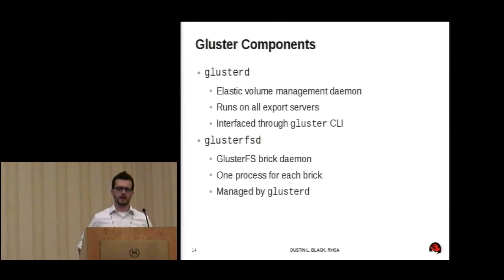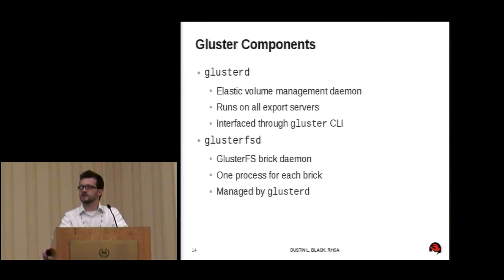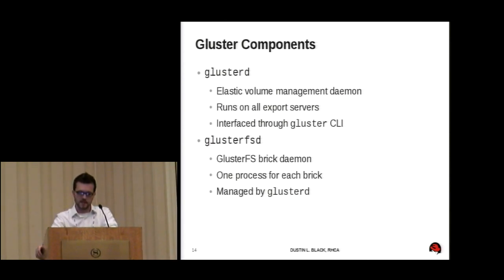So if you take a look at a Gluster node, what you're going to see as far as the services that are running are these primary ones here. So you have the glusterd service, which is the Elastic Volume Management daemon. This is the main service that handles the Gluster communications. You're going to see this running once on every node, on every export server. You're going to interface with this through the Gluster command line tool, which is what we're going to actually show some examples of here in a little while.